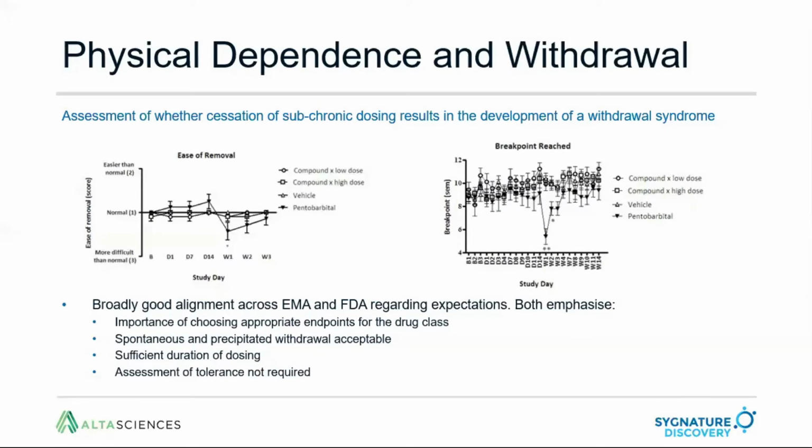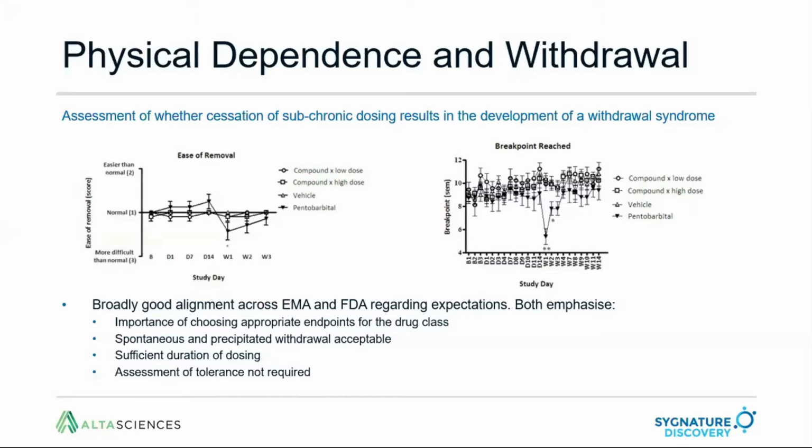So the final of the three models I was going to speak to is the physical dependence on withdrawal. So again, as a reminder, this is an assessment of whether cessation of subchronic dosing results in the development of a withdrawal syndrome that itself might then encourage sustained drug taking. So the two data panels on this graph show rats that have been given 14 days administration of pentobarbital and then abruptly ceasing that administration.